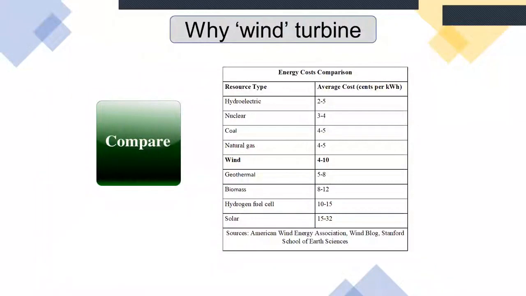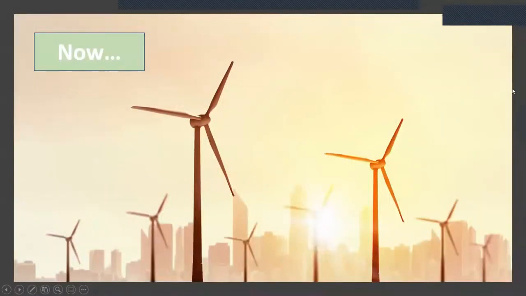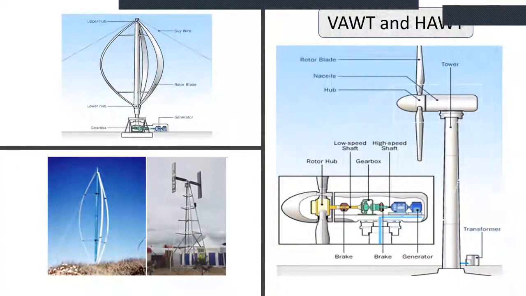And this table shows that wind energy costs 4 to 10 cents per kilowatt-hour, which is quite costly in comparison to hydro, but quite cheap compared to solar energy. Now, I'll proceed with the wind turbine. There are mainly two kinds of wind turbines. One is the HAWT and the other is the VAWT. The VAWT means vertical axis wind turbine, and HAWT means the horizontal axis wind turbine. And this study focuses on the horizontal axis wind turbine.